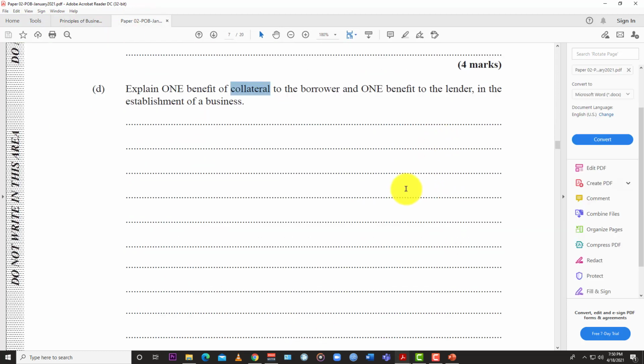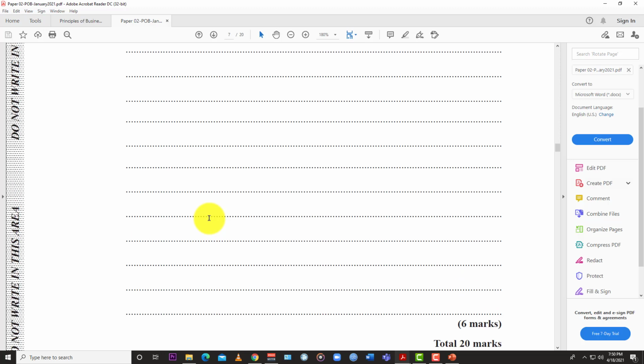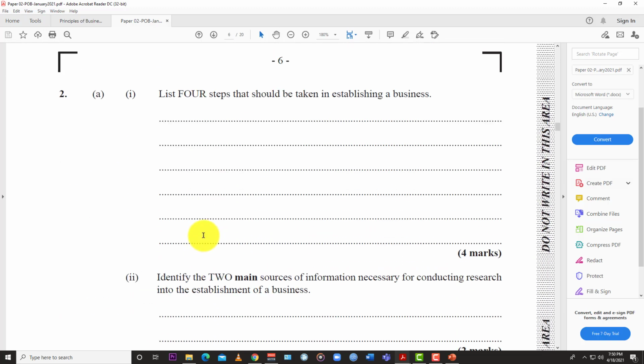And that's why you get the 6 marks. So for me, I would say it's 2 marks to define collateral, 2 marks to explain one benefit to the lender, and 2 marks to explain one benefit to the borrower, and then you get your full 6 marks for that one. And so that brings us to the end of question number 2 on the January 2021 CSEC Principles of Business paper 2.